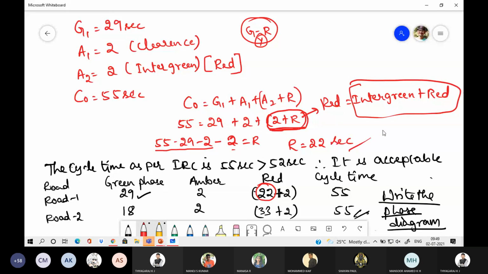Okay. Any doubts other than this? While writing the phase diagram, you can refer to the road 1 diagram and write, or you can write for the road 2 diagram also. I hope it is clear, right?